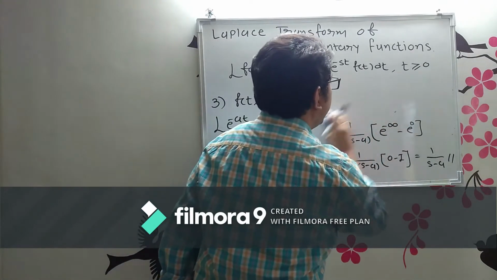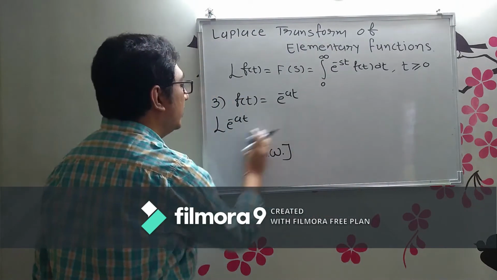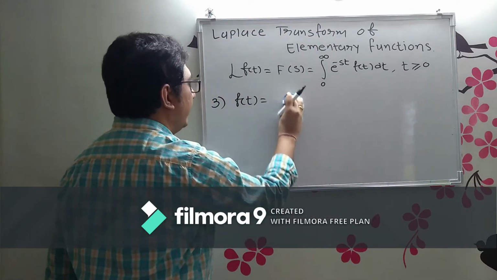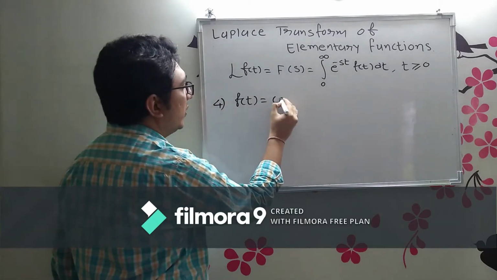Okay, now let us talk about the next formula. f of t is equal to cos at. Formula number 4, f of t is equal to cos at.